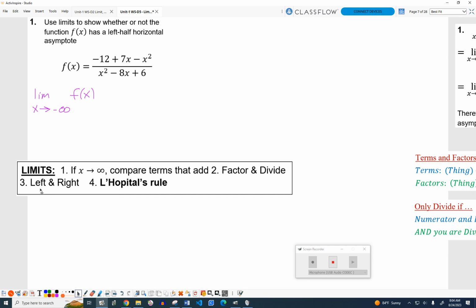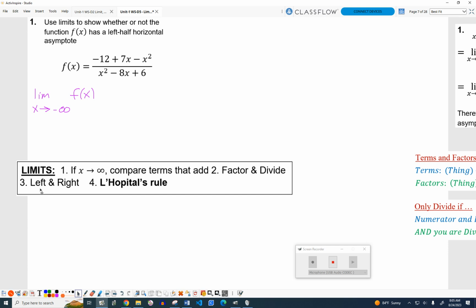The first thing you're going to do, step one, is you're going to identify whether x is approaching positive or negative infinity. So I put a positive infinity, but it could also be negative. The rule is the same. If that's the case, you're going to compare terms that add. I'll explain what that means in a second. So that's the very first thing you do every time you encounter a limit problem, is you ask yourself, is the limit where I have x approaching positive or negative infinity? If yes, we're going to compare terms that add.